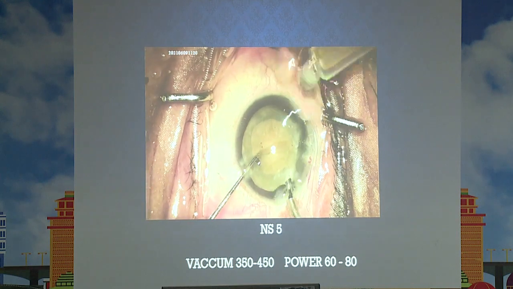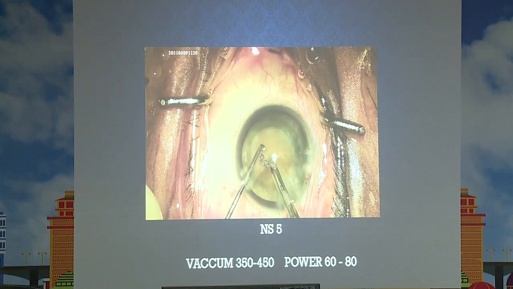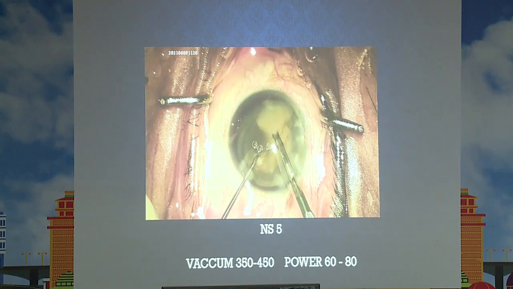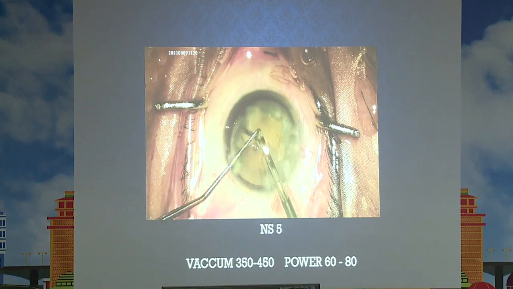While in NS4 to 5 cataracts, a power of 60 to 80 may be required. A vacuum of 350 to 450 is used in this because a very good hold is required to do efficient chopping.